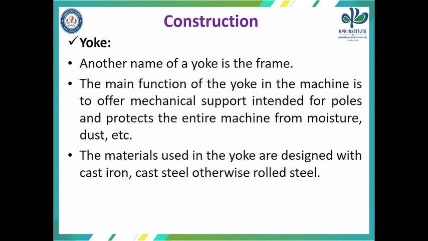Construction wise, we have a yoke. Another name for the yoke is the frame. The main function of the yoke is to offer mechanical support for the poles and protect the entire machine from moisture, dust, etc. By preventing this, we can improve the efficiency of the motor. So the yoke plays a major role in protecting from the atmosphere, moisture, dust and so on. Materials used for the yoke: cast iron, cast steel, or otherwise rolled steel. These are all the materials used for the yoke.